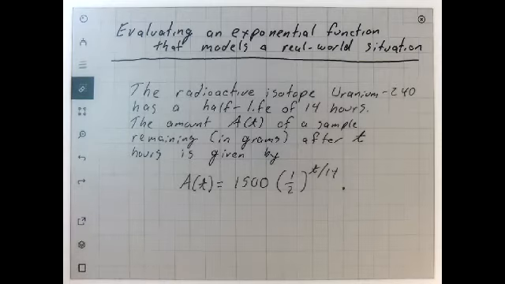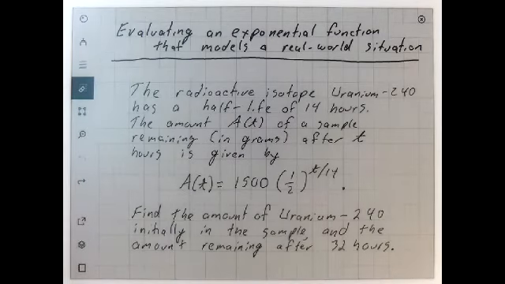The radioactive isotope uranium-240 has a half-life of 14 hours. The amount of a sample remaining in grams after t hours is given by the function A of t equals 1,500 times 1/2 raised to the t over 14 power. And we're looking for the amount of uranium-240 that was initially there and the amount remaining after 32 hours.